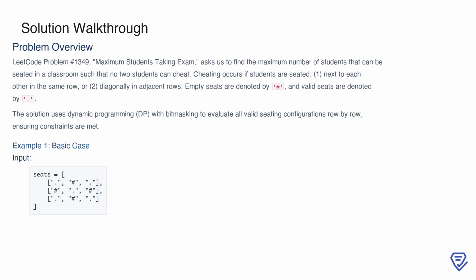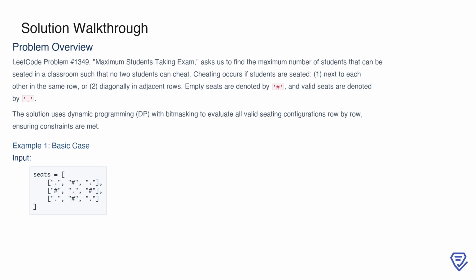To solve the problem maximum students taking exam, we need to maximize the number of students seated in a classroom while ensuring no two students can cheat. Cheating occurs if students sit next to each other in the same row or diagonally in adjacent rows. The input represents the classroom as a grid where a dot denotes a valid seat and a hashtag denotes an empty seat.